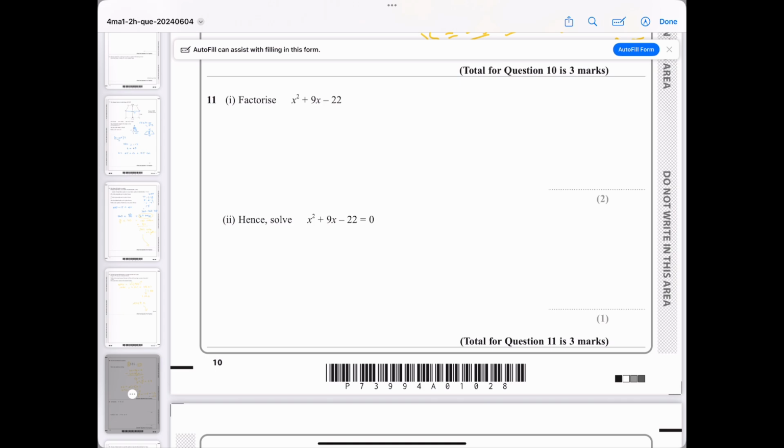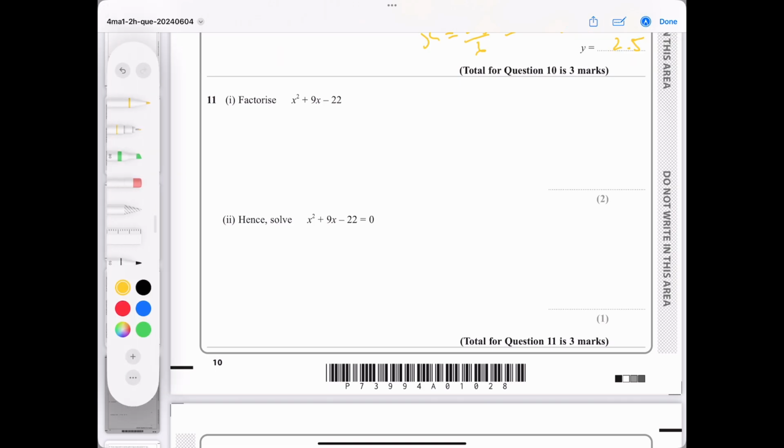x squared plus 9x is minus 22. Let's do this in green. So let's find numbers that times to minus 22 and add to 9, and that would be 11 and minus 2. So it's simply x plus 11, x minus 2. You don't need to do anything else. Now we solve it.